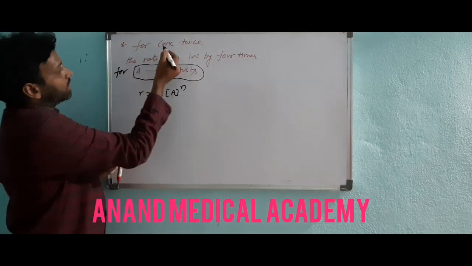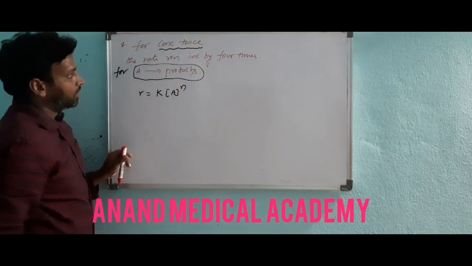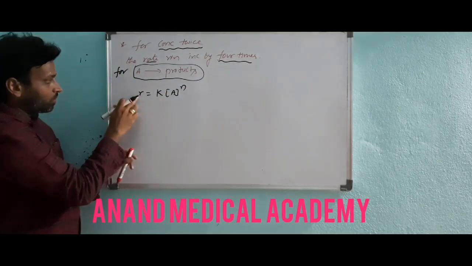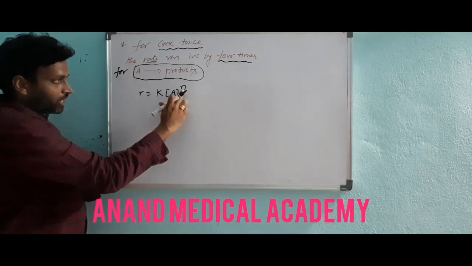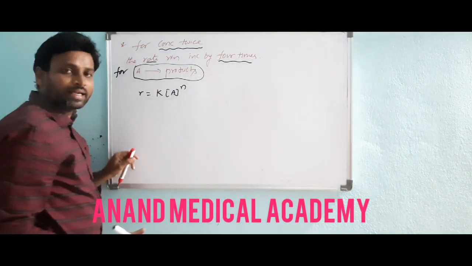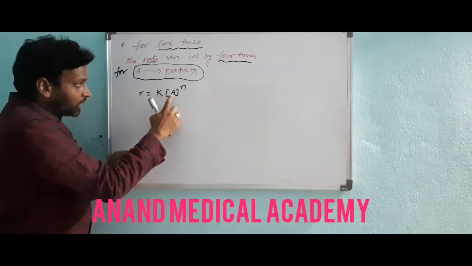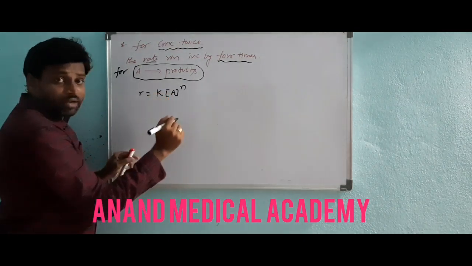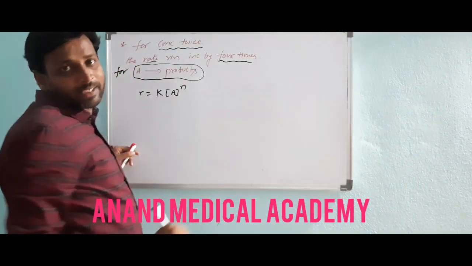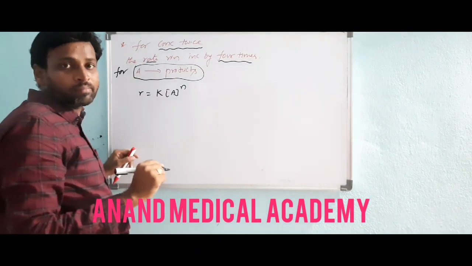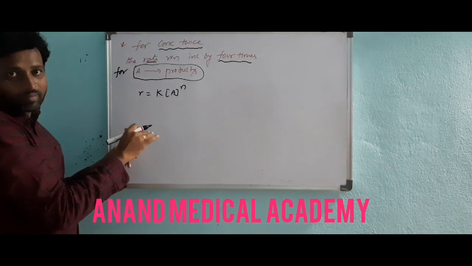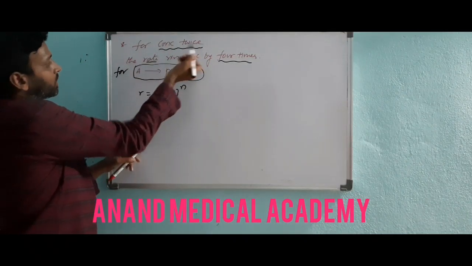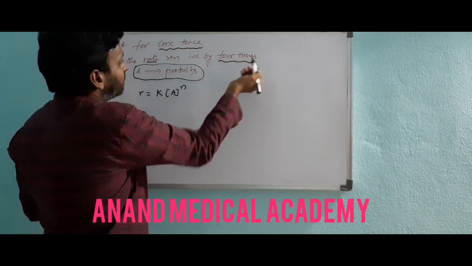Here, what happened? See, if concentration doubled, the rate became 4 times. So what should be the n value to make the rate 4 times? It should be 2. Why are you saying so, sir? Because concentration was doubled. If it is power 2, then 2 power 2 is 4. So therefore, the order of reaction is 2, I can say. Yesterday also I gave some examples regarding this. But now I am giving this information and I want the rate expression. See, for concentration twice, the rate of reaction increased by 4 times.